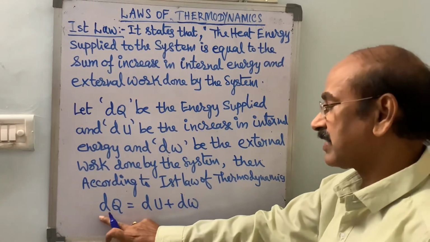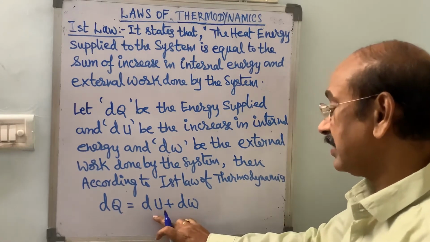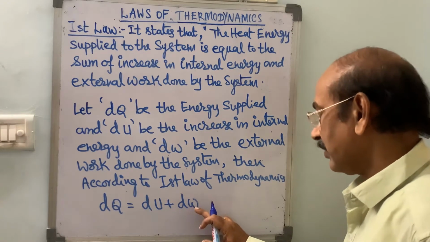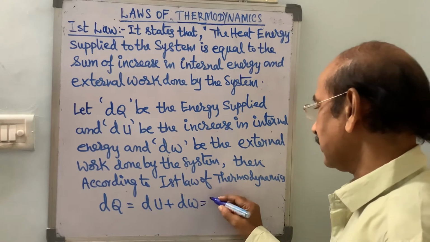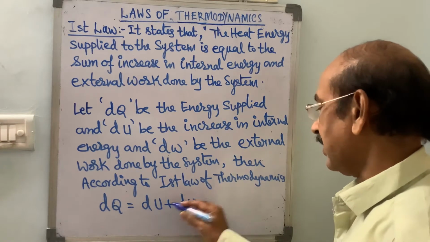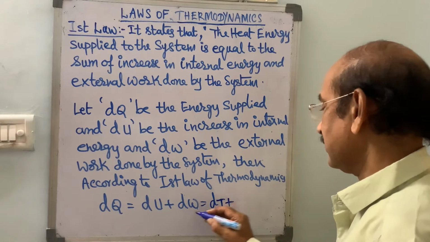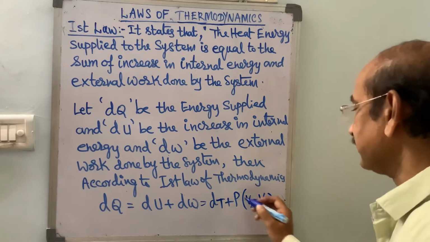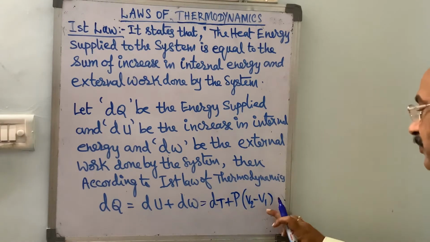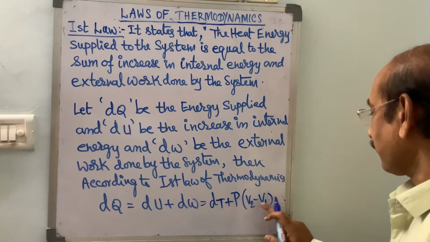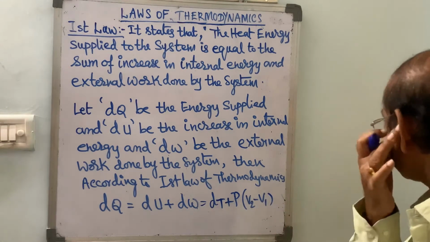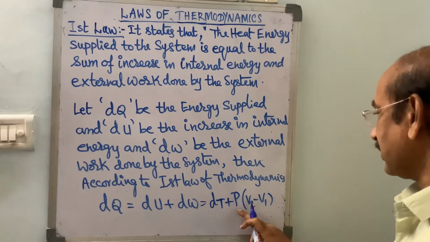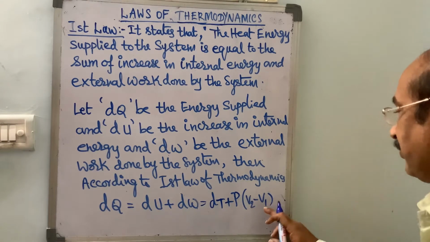So here the heat energy supplied to the system is dq and the increase in internal energy is du. It is equal to the sum of the increase in internal energy and the external work done by the gas. So this is nothing but the increase in temperature dT plus the work done by the system. At constant pressure, it is P into (V2 minus V1) during expansion. If the volume rises from V1 to V2 when temperature rises from T1 to T2, then the external work done by the gas is PV2 minus PV1.